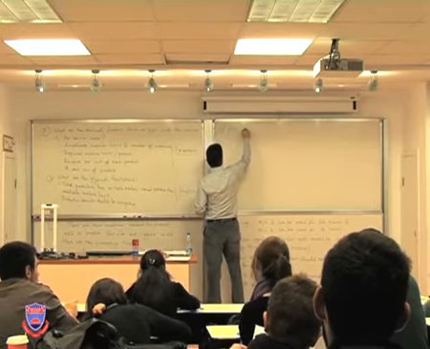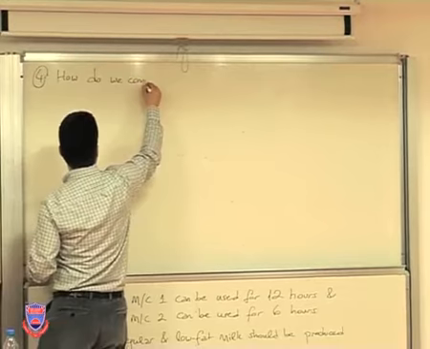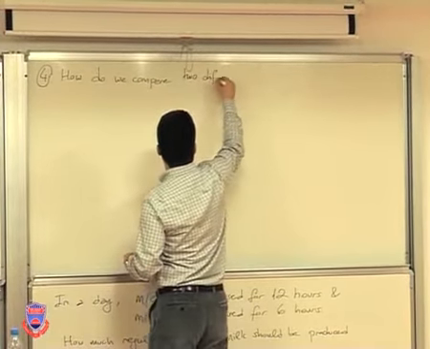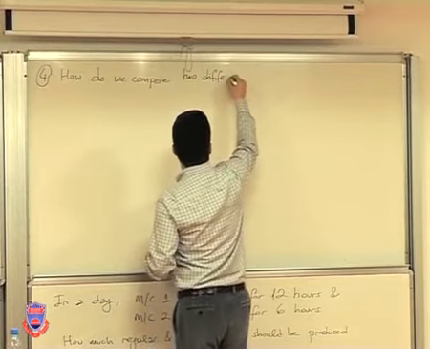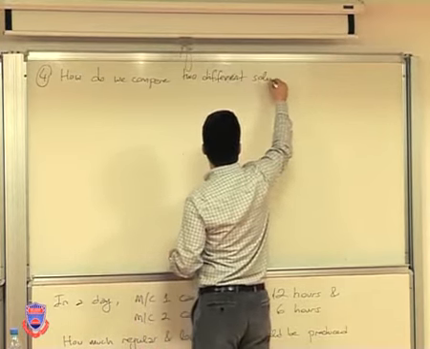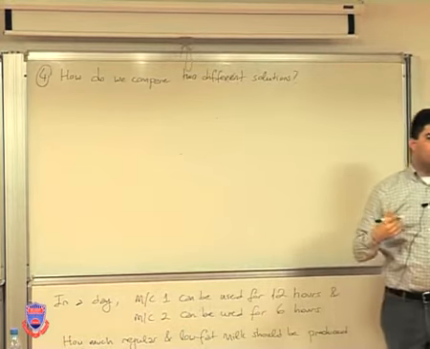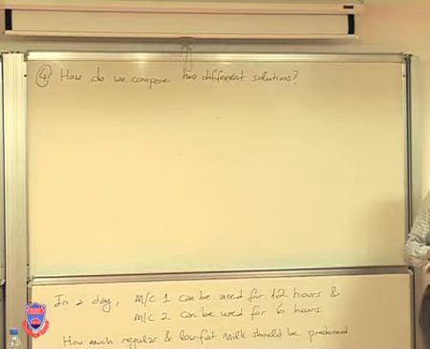So the question is the following. How do we compare two different solutions? What do I mean by that? For instance, suppose that somebody tells me that x1 should be 10 and x2 should be 0. Okay? And somebody else tells me that x1 should be 0 and x2 should be 10. Okay? So which one should I pick? How would I know if one is better than the other one?